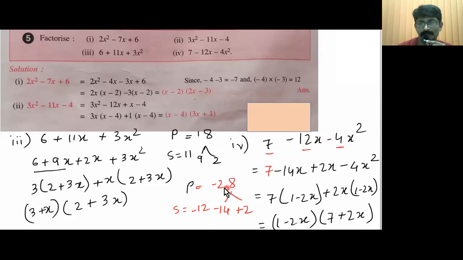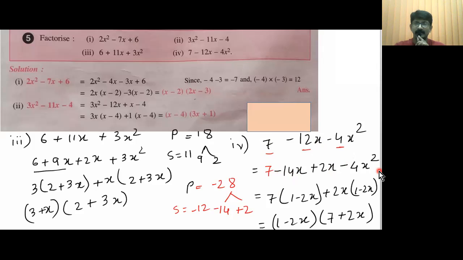So what are the two factors of minus 28, guys? Of course, minus 14 and 2. Now minus 14 and positive 2 will give the sum as minus 12. I hope by now everyone knows how to find out the product and sum, isn't it? And now how to split this middle minus 12x term? Obviously minus 14x plus 2x, isn't it? So 7 minus 14x plus 2x minus 4x square.